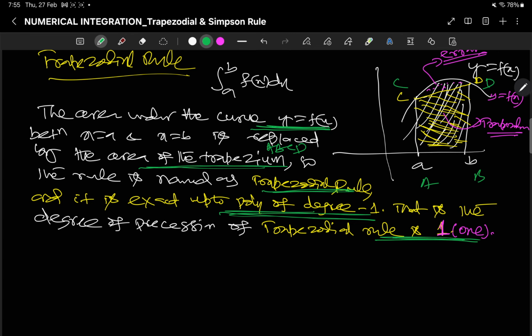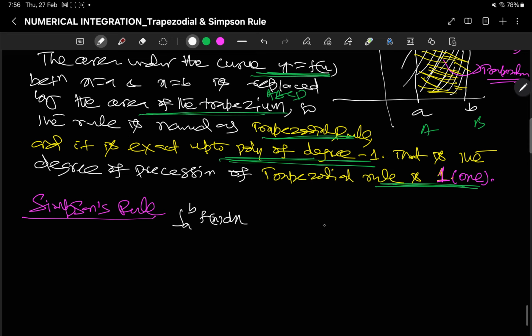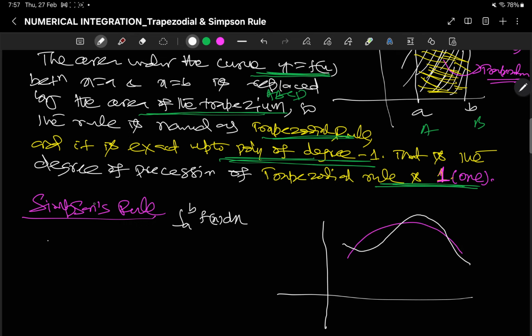Now coming to the geometrical interpretation of Simpson's rule. In Simpson's rule, suppose you are given a curve y is equal to f(x). The curve is given like this. So we have 3 points we are taking here. Basically for Simpson's 1/3 rule, we need x0, x1 and x2. Now we replace this curve by a parabola passing through these 3 points.